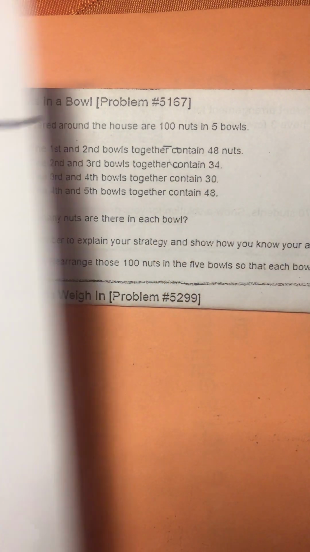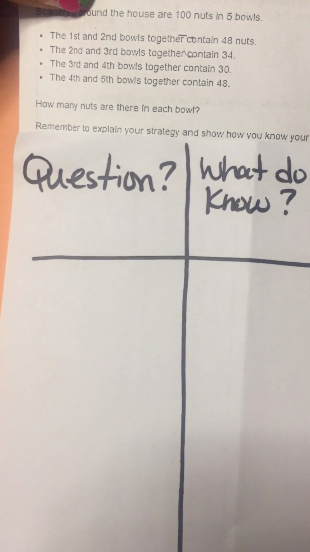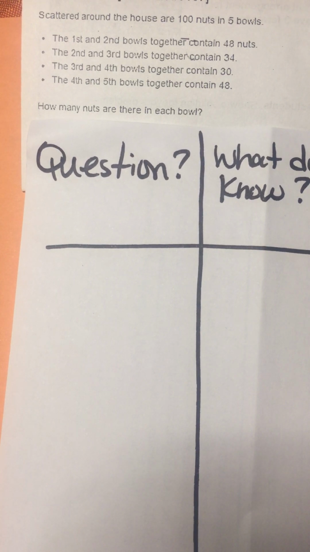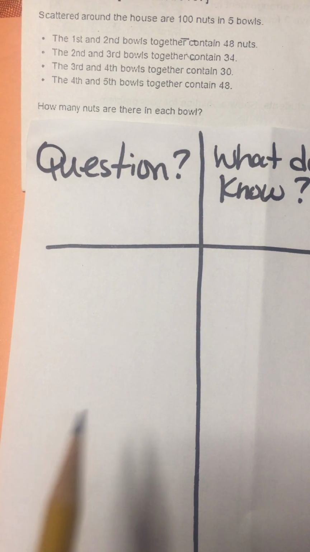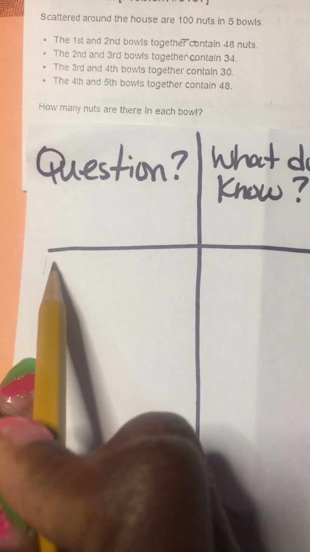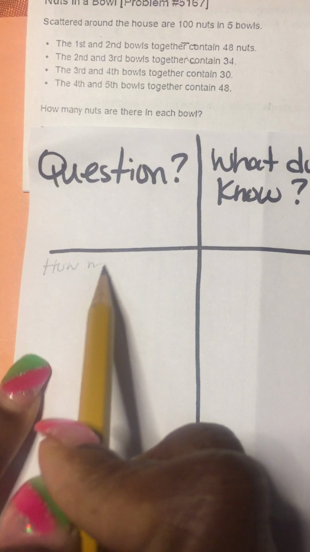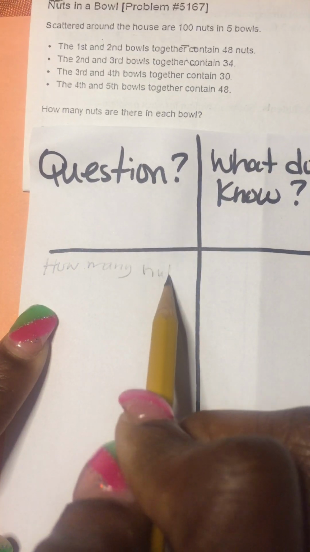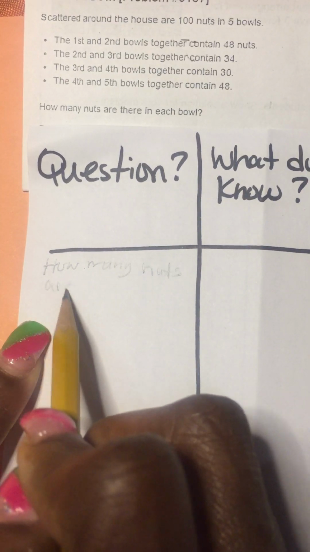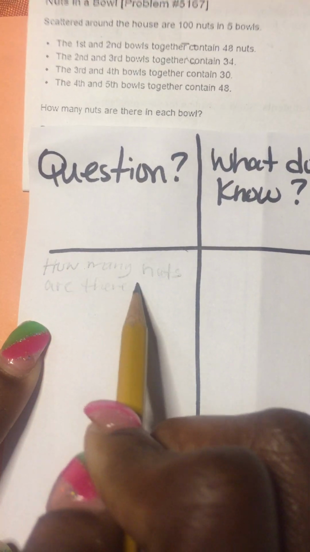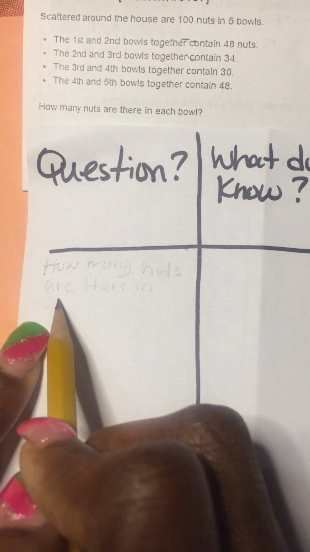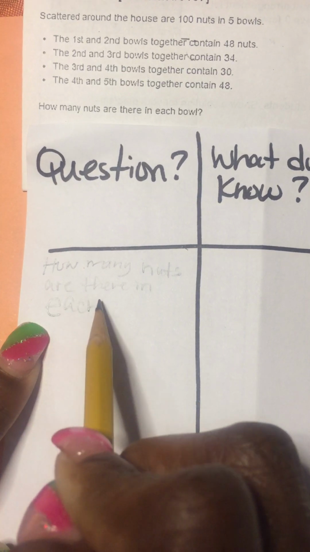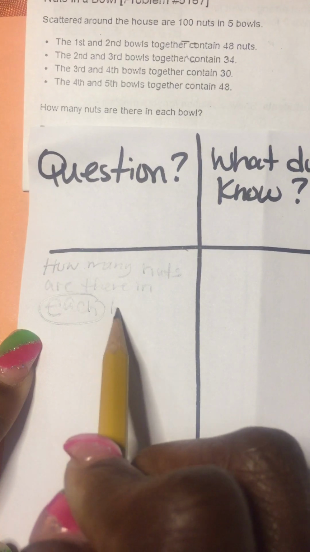When we look at our graphic organizer, the first column that we fill out is question. And the question is, how many nuts are there in each bowl? So I'm just going to write that. How many nuts are there in each bowl? And remember that each is a very important word.